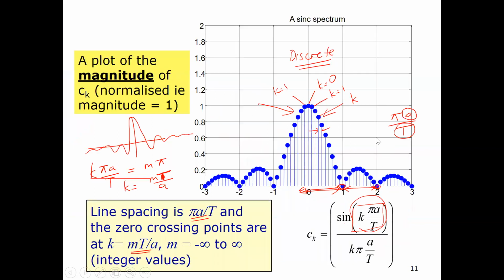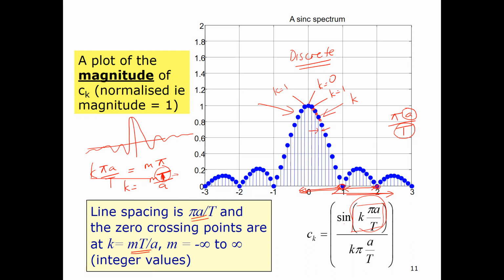If I increase the period, according to this, the line spacing, which is pi A over T, starts to get smaller and smaller. So as I increase the period, we're starting to get everything crunching up a little bit more. And the zero crossing point is related to T. So as T gets bigger, the zero crossing point starts to go this way. So everybody seeing that little manipulation there?